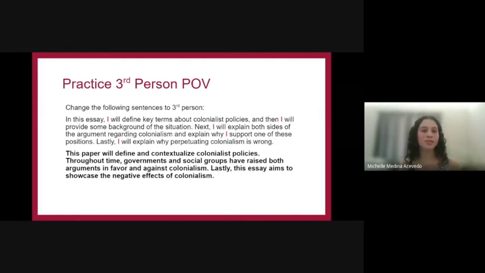So for example, I would say this essay aims, so it's not necessarily telling you, oh, this is right or this is wrong. It's saying that the essay wants to show the negative effects of colonialist policies. So you leave it up to the reader to decide if it's right or wrong, even though you are going to direct them into a decision. So when writing academically, we don't necessarily want to tell the reader this is right or this is wrong. We want to prove it. So that's where supporting arguments or cites, all of that comes into play.